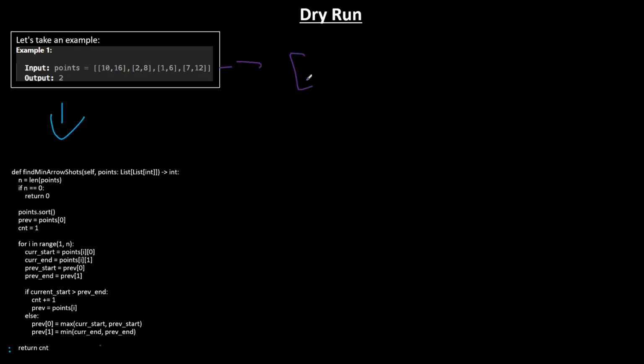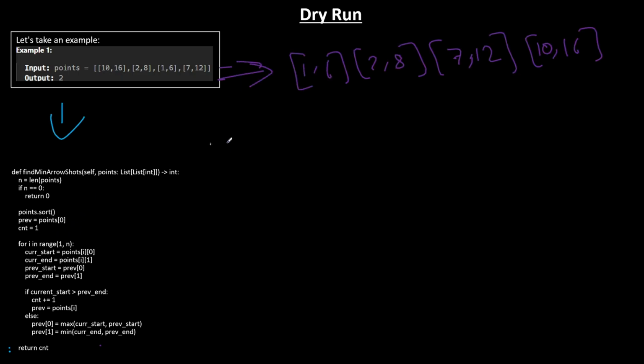So after sorting, how will it look? Okay, so this is the array after sorting. Now in previous, we will store what? Points 0, this one, right? So previous has this now. Fine. Also count. Count is having 1. Arrows basically. This is arrows.